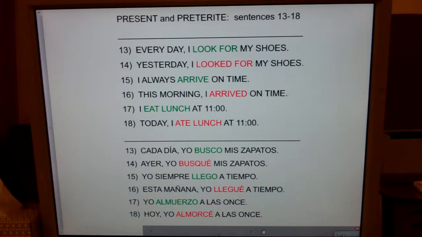The grammatical point here is car-gar-zar verbs. Verbs like buscar that end in car, llegar that end in gar, and almorzar that end in zar. If you're completely confused by the phrase car-gar-zar, type in car-gar-zar verbs.